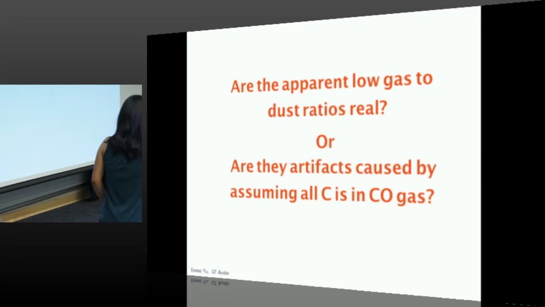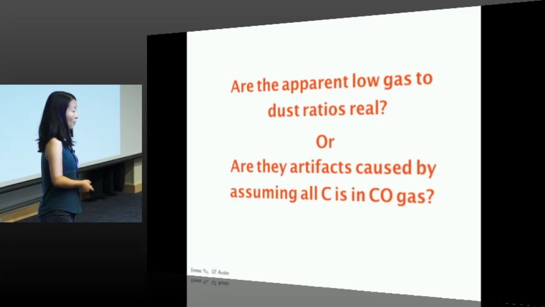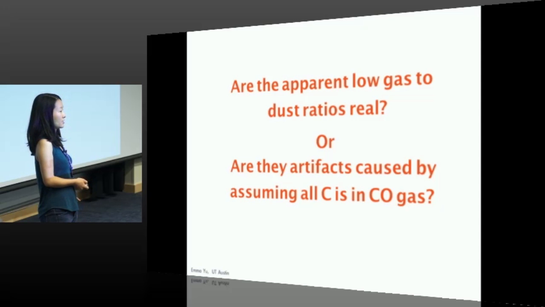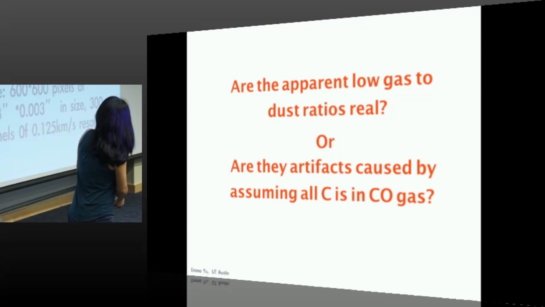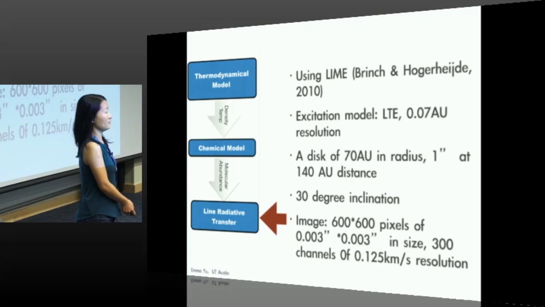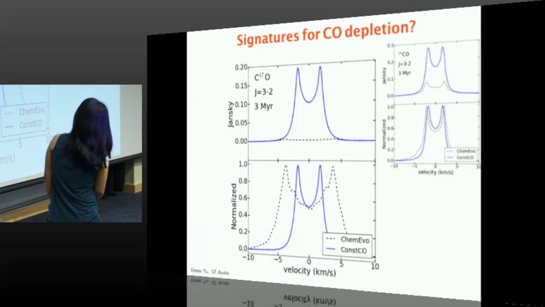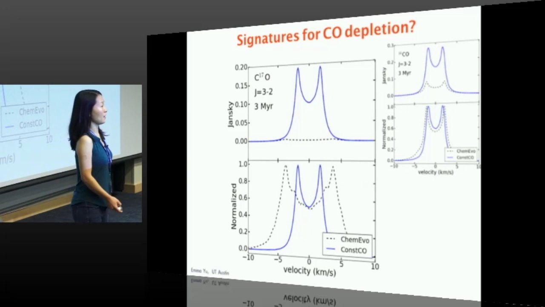All right, so back to the question of the global disk mass. Are we actually seeing gas depletion globally or just CO depletion? Does it mean we're underestimating the gas mass just because CO is depleted? To answer that, we model the line emission based on our chemistry model. And luckily, the CO depletion does have a chemical signature in spectral line profiles.